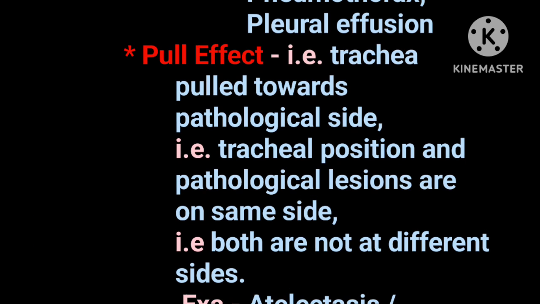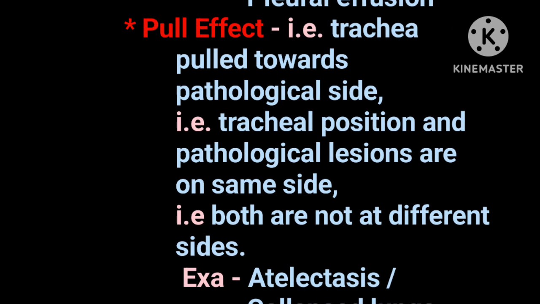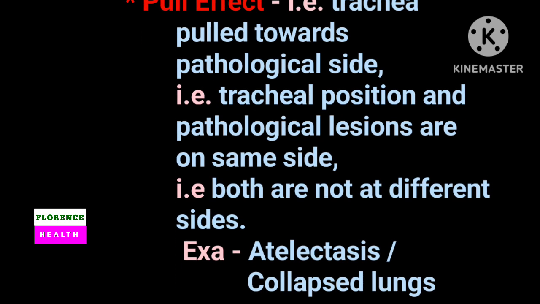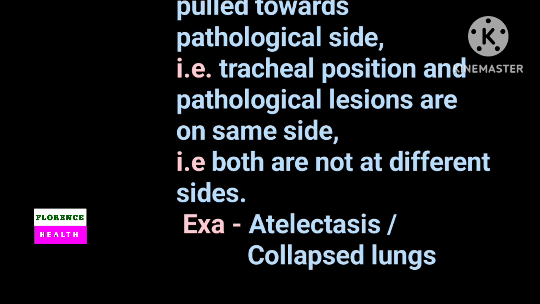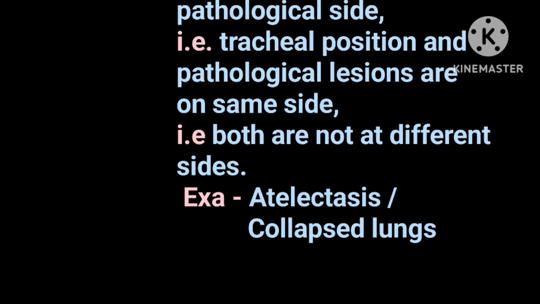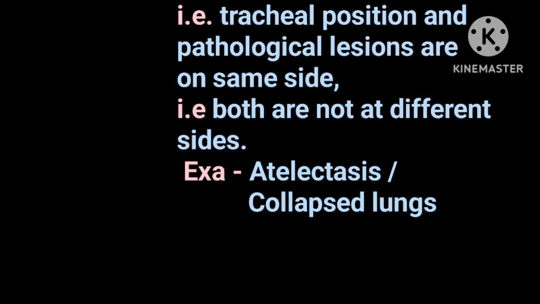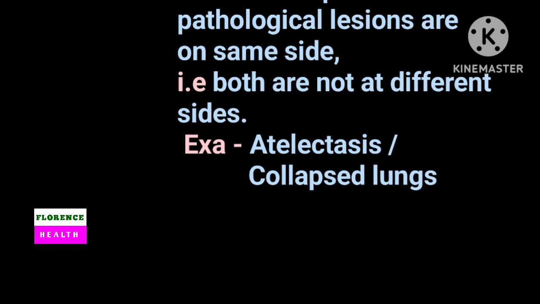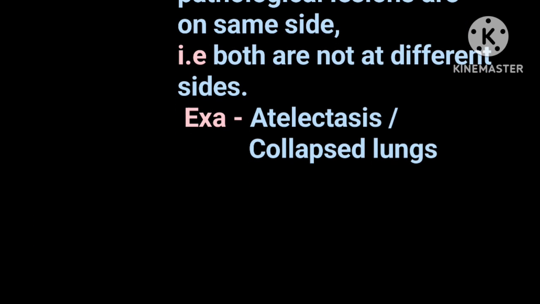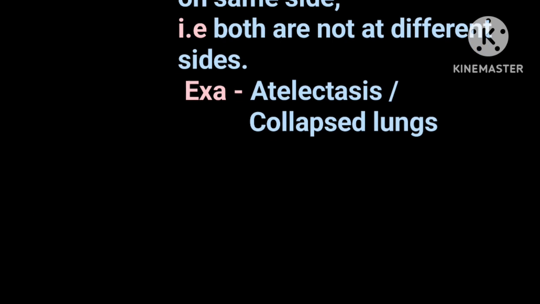Pull effect means the trachea is pulled to the same side where the pathological lesion is present. In this case, both the tracheal position and the pathological lesion are on the same side. Pull effect is seen in case of atelectasis or collapsed lung.